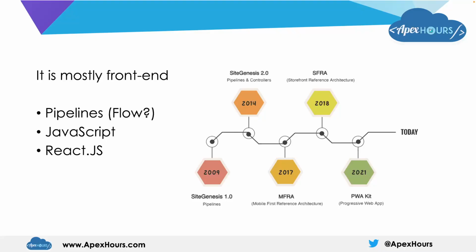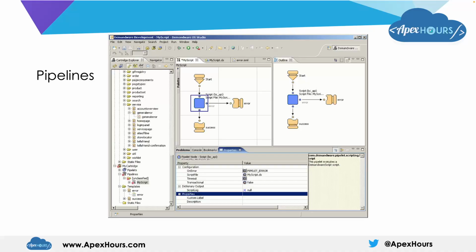And this story starts in 2009 with SiteGenesis running on something called pipelines. 5 years later, we have SiteGenesis version 2.0, with pipelines and controllers. But let's talk about what's a pipeline. Well, this is a pipeline. If you look at the screenshot, you might think, this looks awfully familiar. This looks like Flow. Well, actually, you're right. This is a low-code kind of implementation that Demandware uses, where you would drag in blocks in pipelines to build up the data that you needed to render a page.